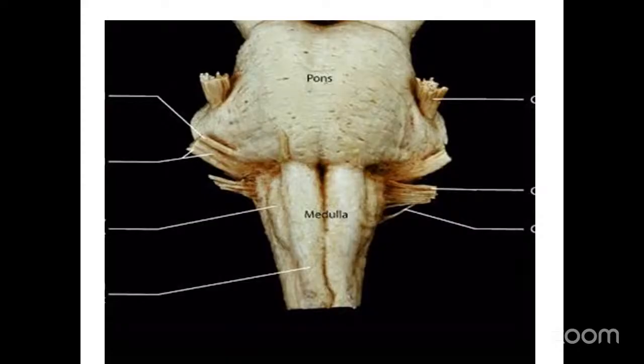So this is the ventral surface of the medulla oblongata. Above it, where we see the pons, in between these two is the pontomedullary sulcus. It is very important regarding some structures that originate from the pons.